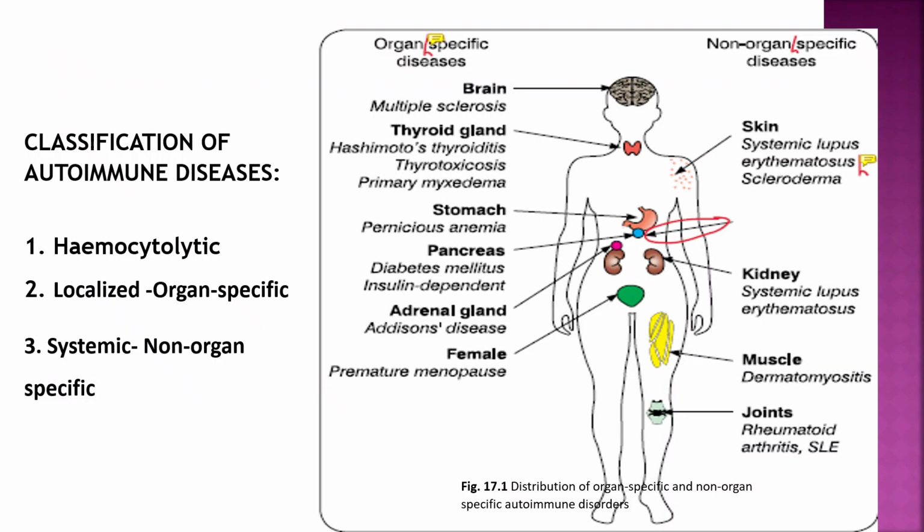Classification of autoimmune diseases, there are a total of three. First, hemocytolytic, second, localized, that is organ specific, and third, systemic, that is non-organ specific. Here are some examples of organ-specific diseases: brain, multiple sclerosis; thyroid gland, Hashimoto's thyroiditis, thyrotoxicosis, primary myxedema; stomach, pernicious anemia; pancreas, diabetes mellitus, insulin dependent; adrenal gland, Addison disease; female, premature menopause. Non-organ specific: skin, systemic lupus erythematosus, scleroderma; kidney, systemic lupus erythematosus; muscle, dermatomyositis; joints, rheumatoid arthritis, SLE.